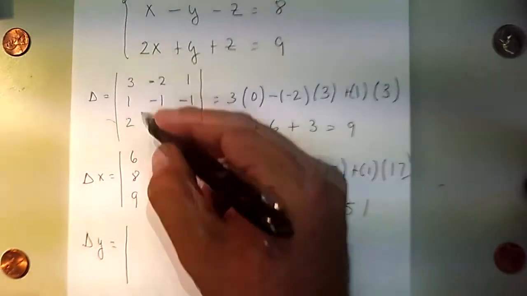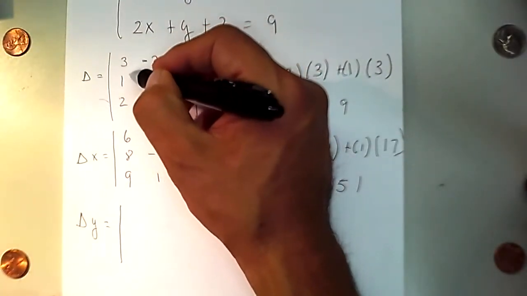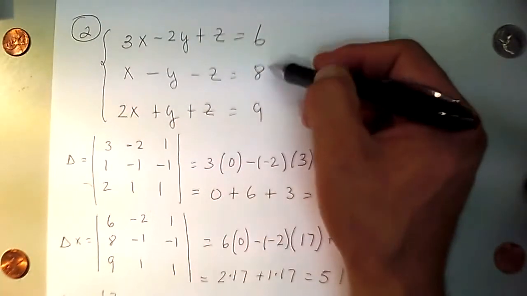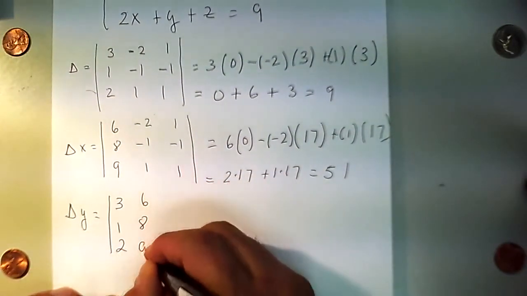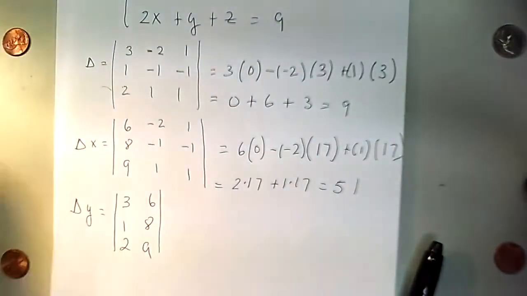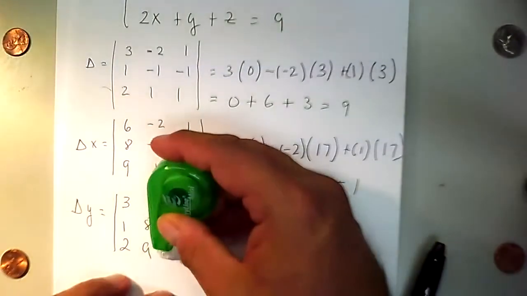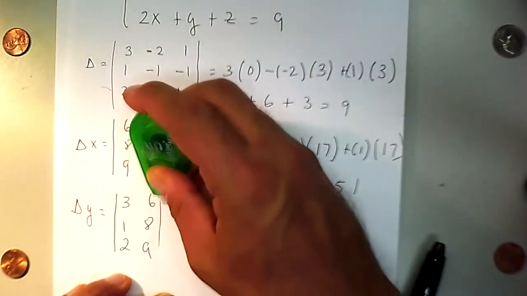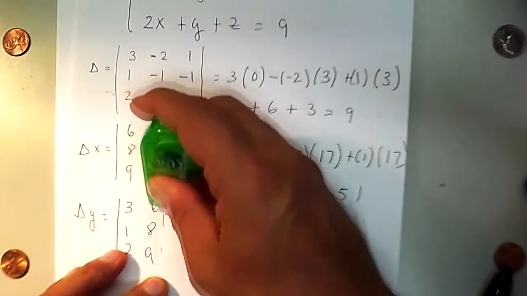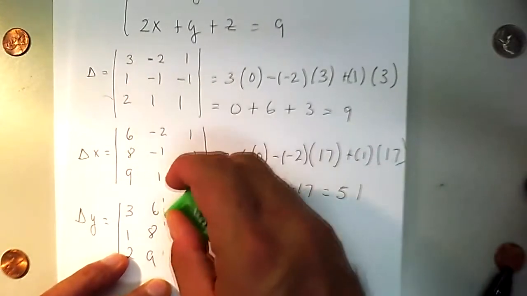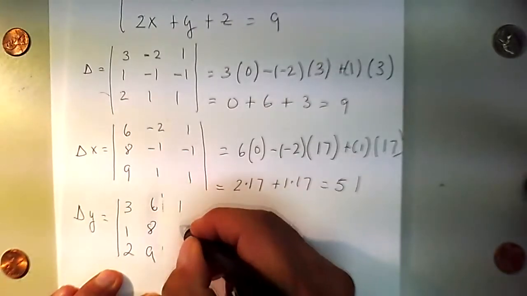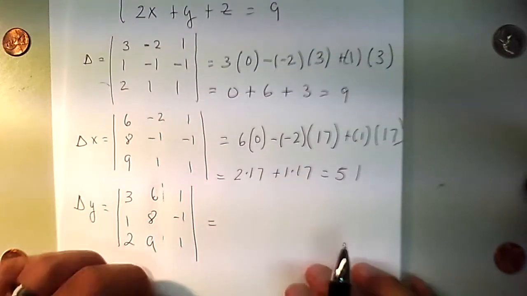So let's take the original columns, so 3, 1, 2, and then replace the second column with the constants 6, 8, 9. Whoops, I goofed it up. Where's the eraser? There it is. Anyway, so then we have a 1, -1, 1. 1, -1, 1. All right, so let's figure this determinant.